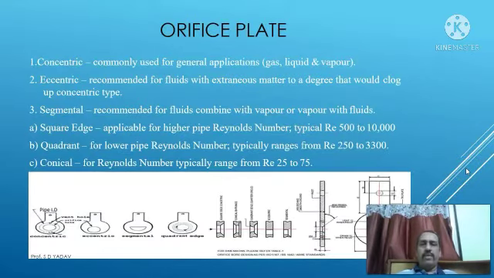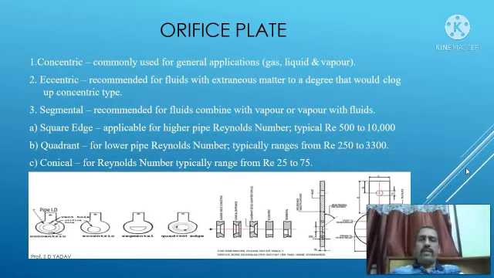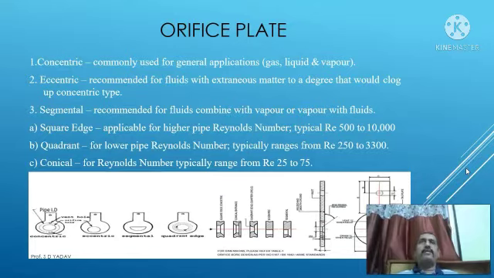Next part is the orifice plate. There are different types of orifice plates: concentric type, eccentric type, and segmental type. Concentric type is mostly used for gas, liquid, and vapor. Eccentric type can be used when clogging occurs. Segmental type of orifice plate is divided into three different types, that is square edge.